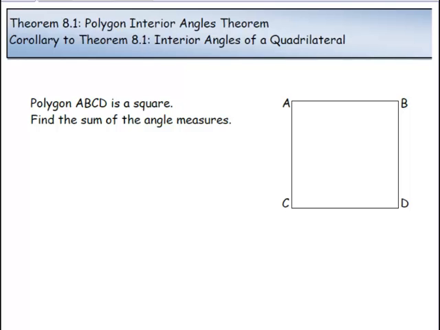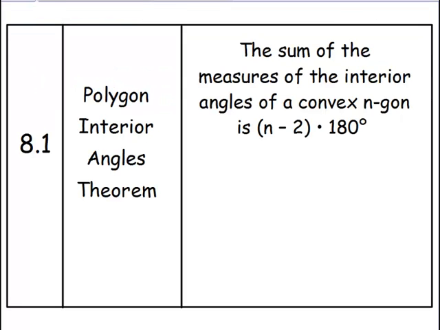You have a theorem, theorem 8.1. So 8.1 is the polygon interior angles theorem, and this is to find the sum of the interior angles. So if you add up the inside angles of a polygon, we want to know what is the total of that.